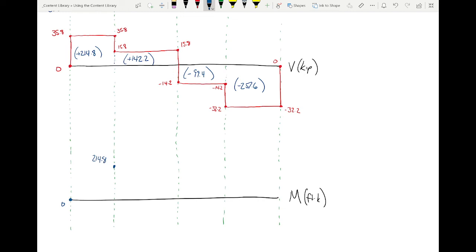to 214.8. Calculus tells me that if I integrate a constant, I get a line. So the diagram is a line from here to here. Now, if you're really paying attention, what's the slope of that line? That's exactly right. How did you get that? I read the number at the top left. That's right.